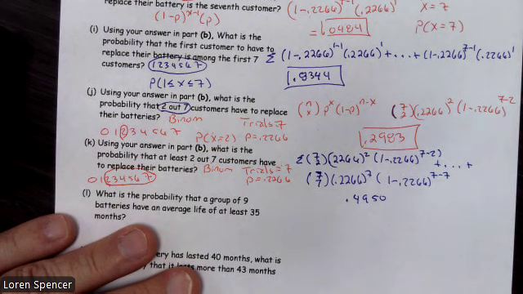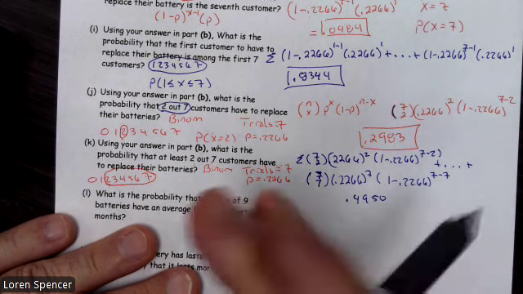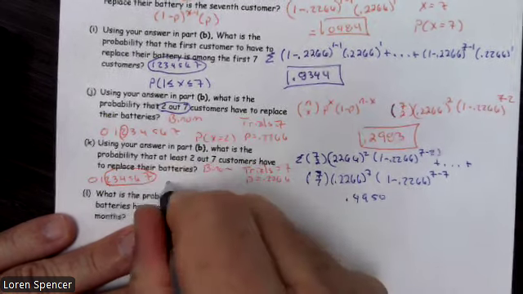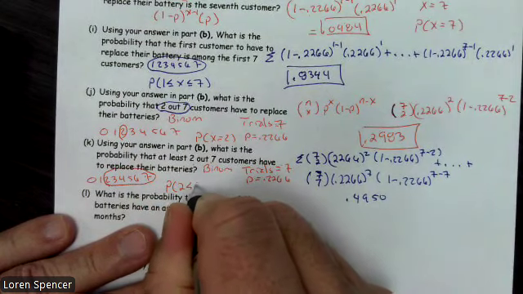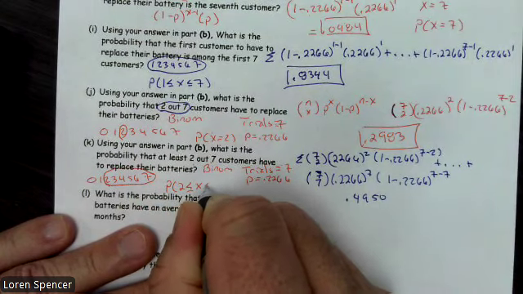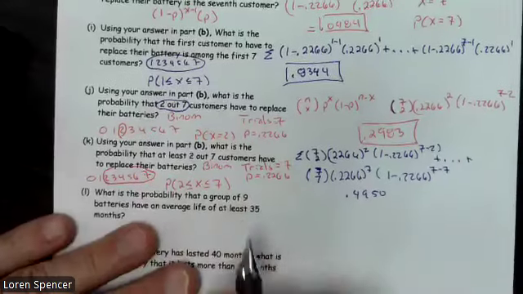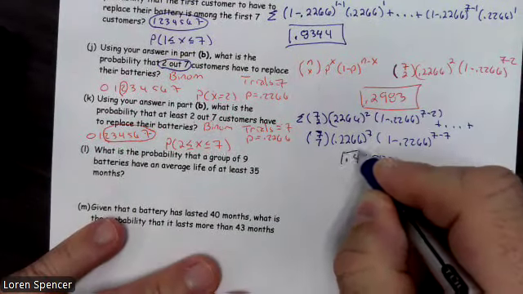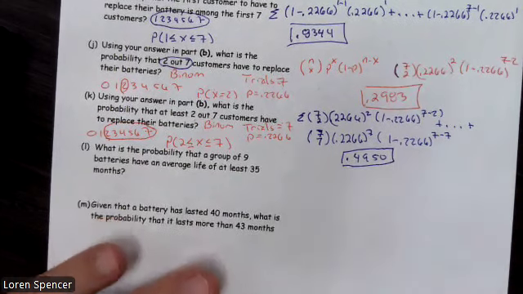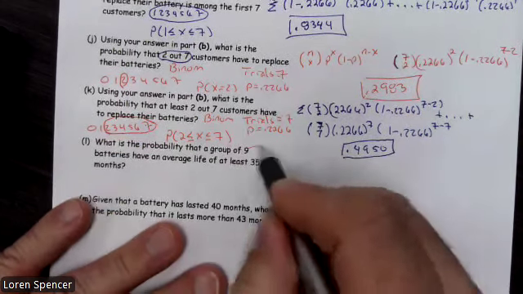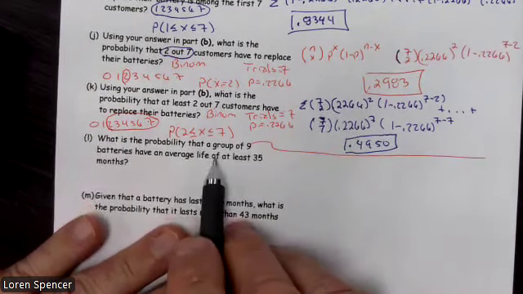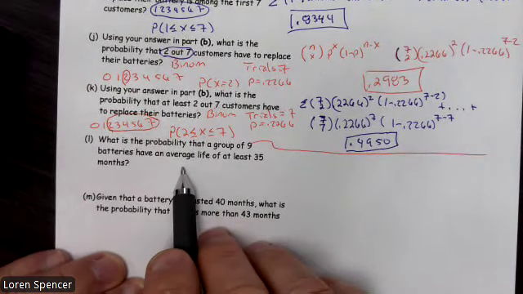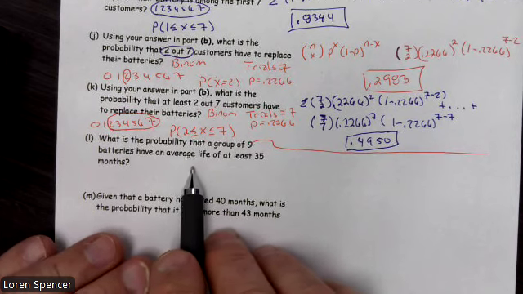And I should have given my probability statement. My probability statement should have been the probability that 2 is less than or equal to X is less than or equal to 7. All right. And once again, our answer is 0.4950.